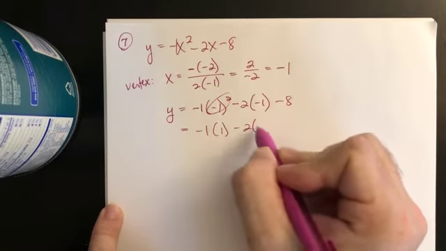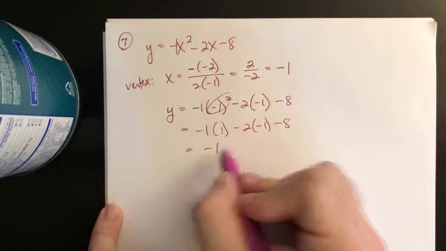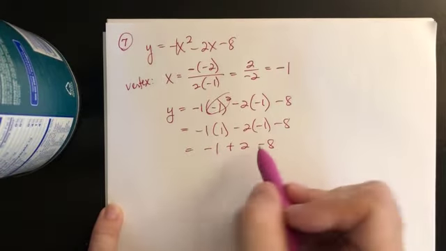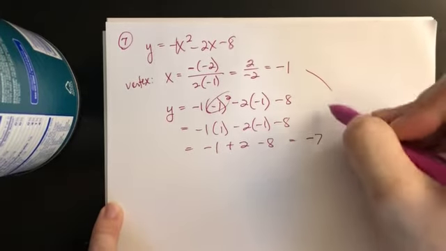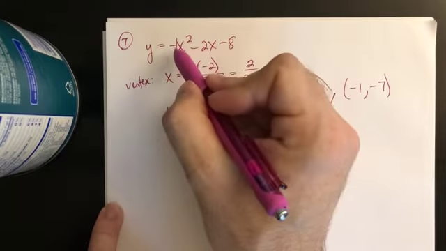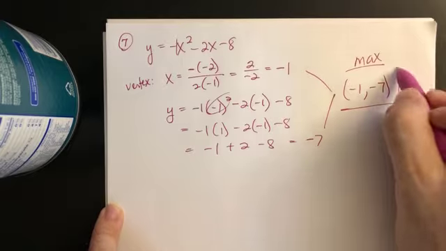And this is, bring it all down. And then we got negative 1 plus 2 minus 8. Negative 1 plus 2 is 1. 1 minus 8 is negative 7. So we got these two numbers making negative 1 comma negative 7. And now since it's pointed down, this is a max. It's the top of a downward facing parabola.